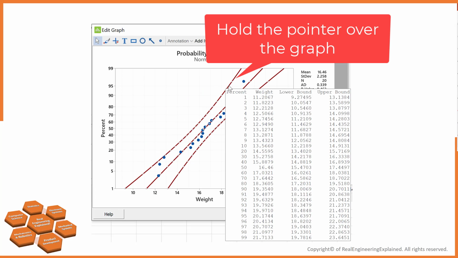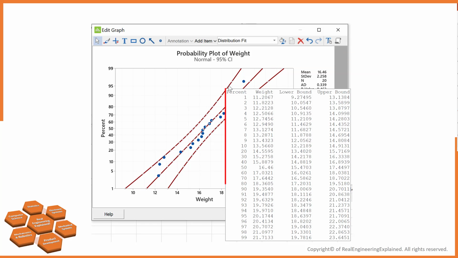Hold the pointer over the fitted distribution line to see a chart of percentile and values. A probability plot graphs each value versus the percentage of values in the sample that are less than or equal to it along a fitted distribution line. You would expect 5% of population to have a weight of 12.74 or less.